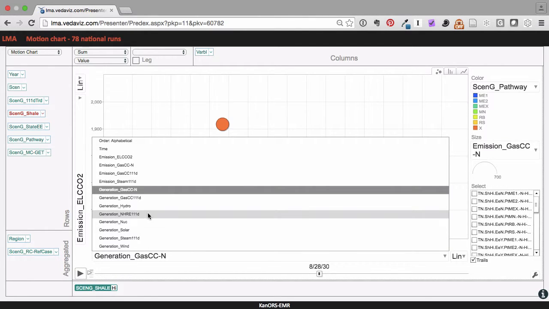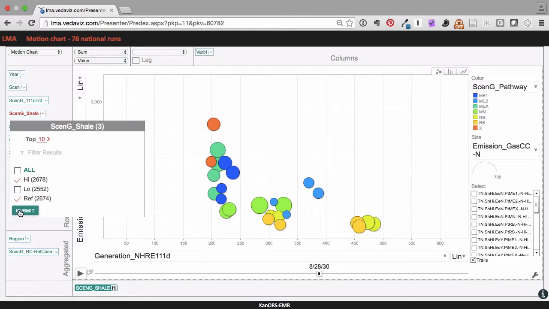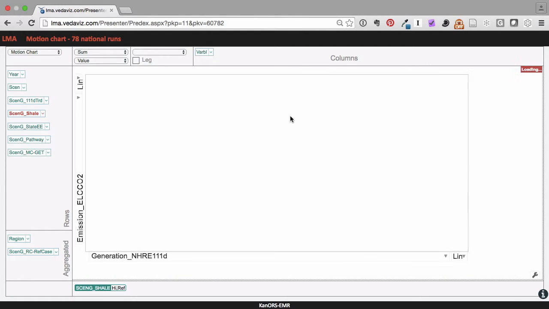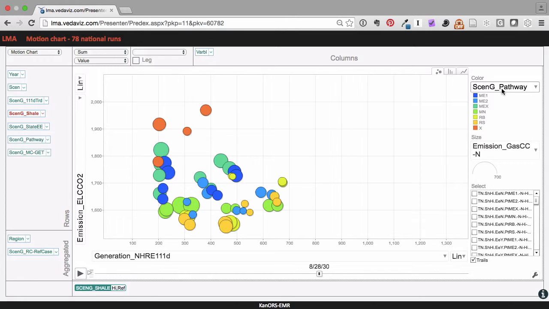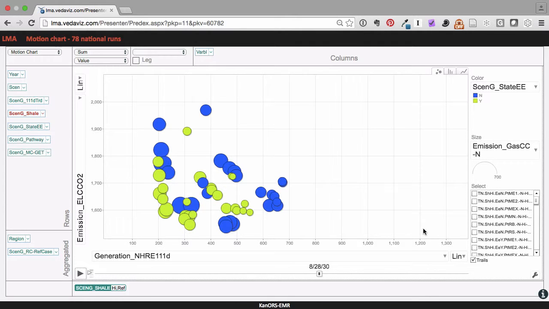And finally, let's look at generation from new renewables. And we'll see that the pathways stimulate new renewable generation to differing degrees. So if I put the reference and shale scenarios on the same graph again, and let's switch the coloring to look at shale, we've got a very clear bifurcation of the scenarios in that there is much less new renewable generation when gas prices are low than when gas prices are higher. And similarly for energy efficiency, we see that there is more new renewable generation in the no scenarios.